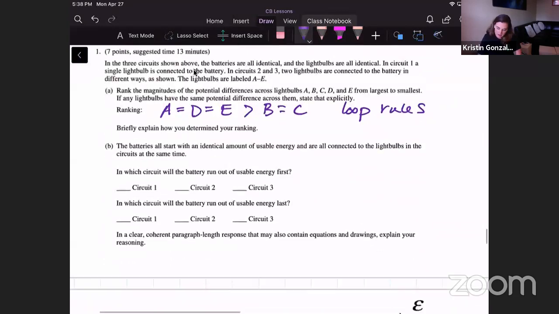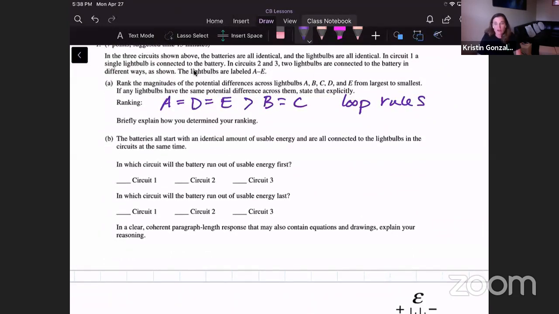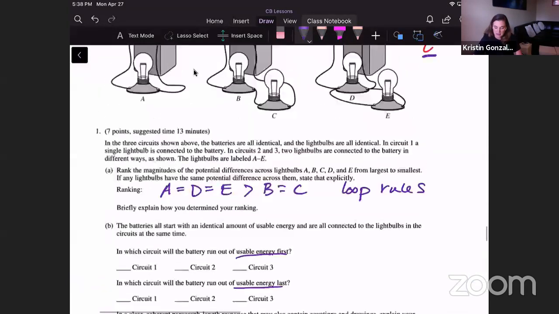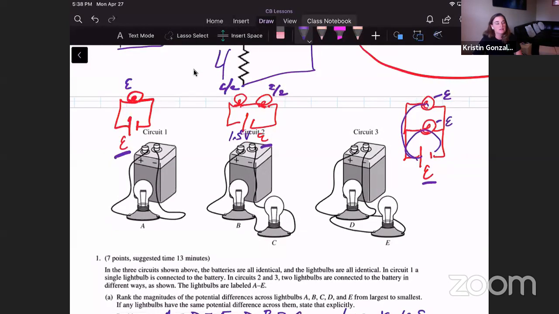Okay, what about if we look at these same batteries and they're all going to start with the same amount of usable energy? They're all connected to the light bulbs at the same time, and we want to know which of them will run out of that usable energy first and which one will run out of that usable energy last. So I'm going to give you another second to think about that. So we're going to connect up these light bulbs to the battery, turn them on, and which one of these batteries is going to run out of juice first and which one's going to run out of juice last, and how do you know?